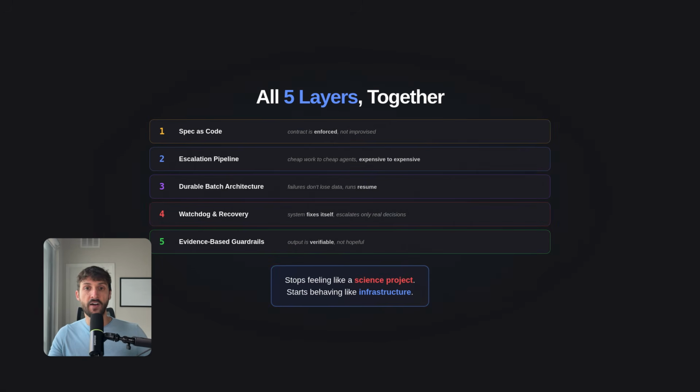So a quick recap: 5 layers, spec as code, so the agent's contract is enforced and not improvised; an escalation pipeline, so cheap work goes to cheap agents and expensive work goes to expensive ones; durable batch architecture, so failures don't lose data and runs can resume; a watchdog with quiet recovery, so the system fixes itself and only escalates real human decisions; and evidence-based guardrails, so the output is verifiable instead of hopeful. Get all 5 right and your build stops feeling like a science project. It starts behaving like an infrastructure.